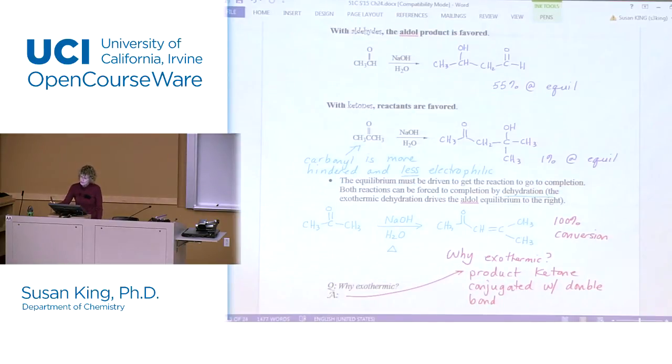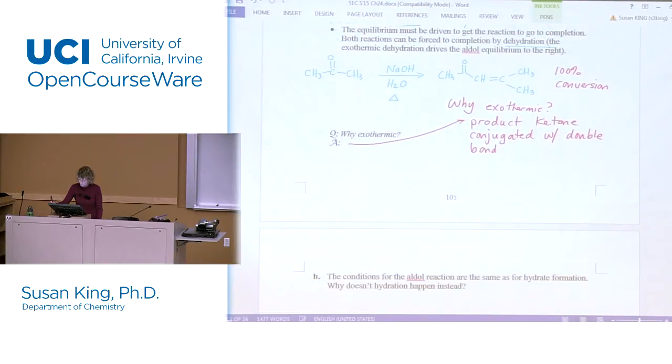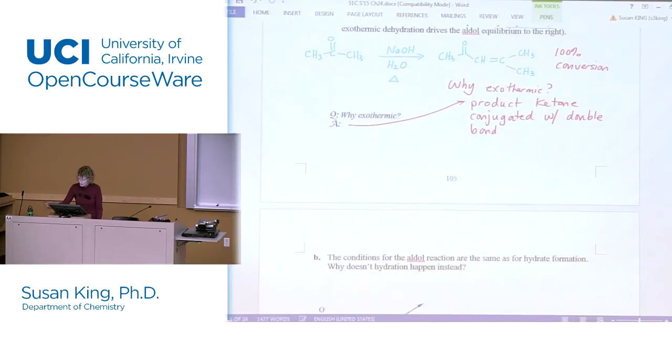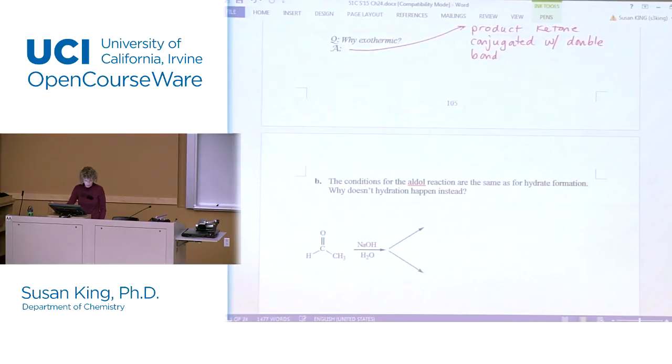All right, and that helps us understand the next point I want to make about the aldol condensation. I actually got some students asking me this on Wednesday. Conditions for aldol reaction are the same as for hydrate formation, right? Exact same conditions. How do we know we're not going to form hydrate? Let's show the product for hydration. Let's do reversible arrows here.